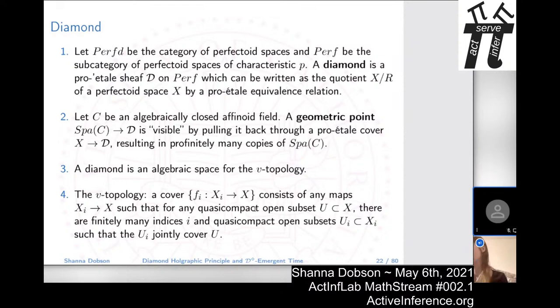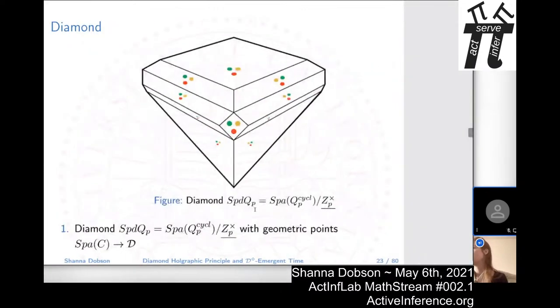So a diamond is an actual algebraic space for that v-topology. And the v-topology, if anyone wants to know, is this actual cover, phi_i: X_i to X, that consists of any maps X_i to X such that for any quasi-compact open subset U in X, you have finite indices I so that these open subsets jointly cover U. So X there is an actual v-stack. Okay, so here's the diamond again, right? We can think, what are these actual geometric points in terms of embodied cognition, in terms of shared action, whatever you want to think. If I'm a diamond, Daniel's a diamond, how do you actually relate those two diamonds by these big maps?